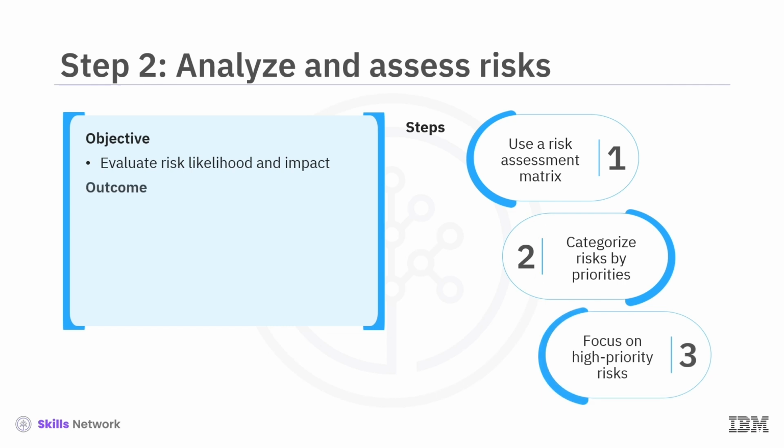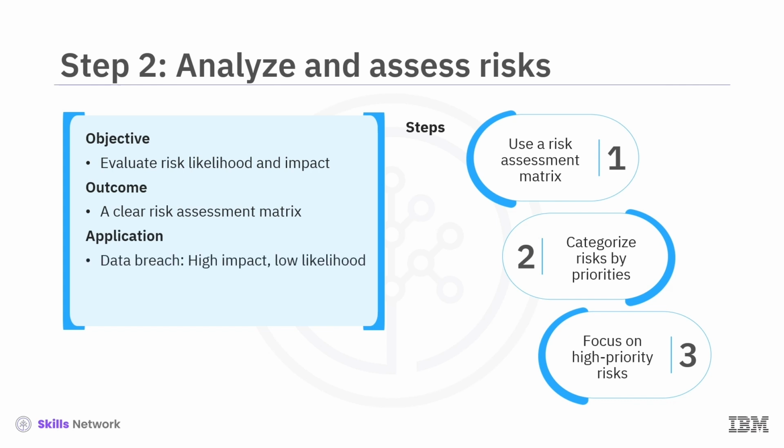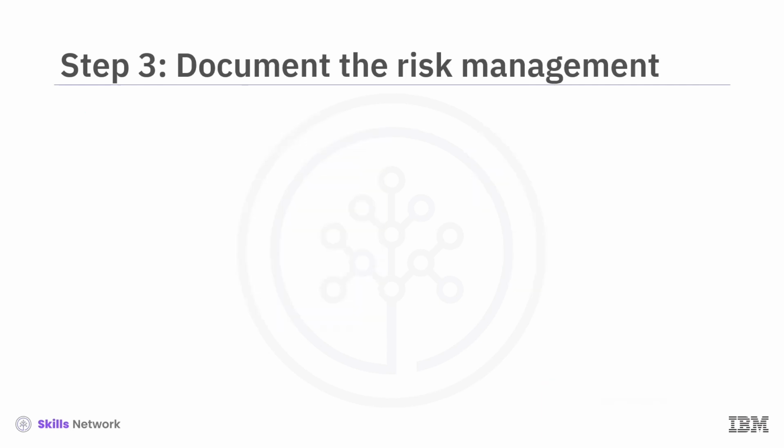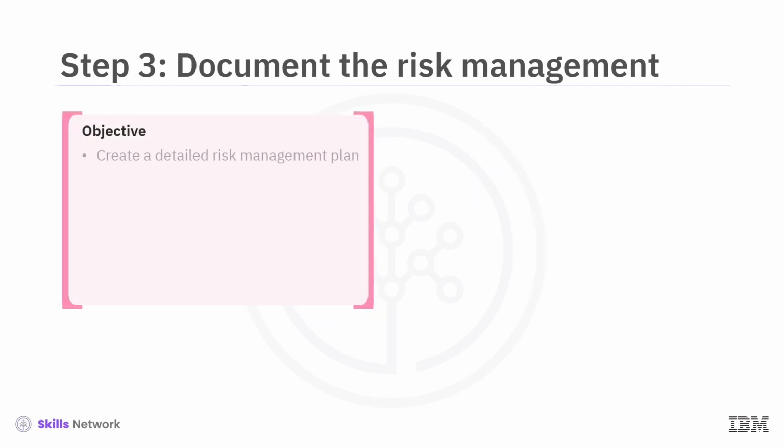The outcome of Step 2 is a clear risk assessment matrix that provides a visual guide for decision-making and resource allocation. In the capstone project for Health First Care, a data breach might have a high impact but low likelihood due to strong cybersecurity measures, while resistance to workflow adoption may have a medium impact but high likelihood, requiring targeted training and support.